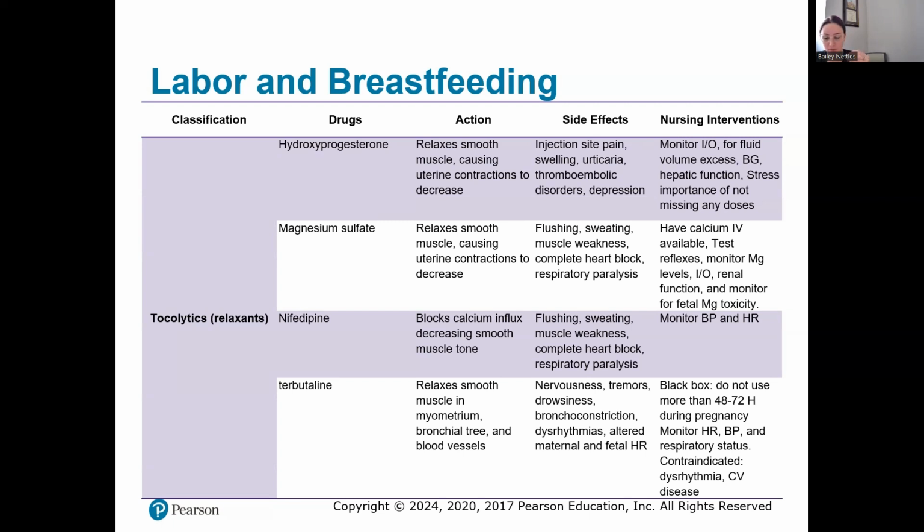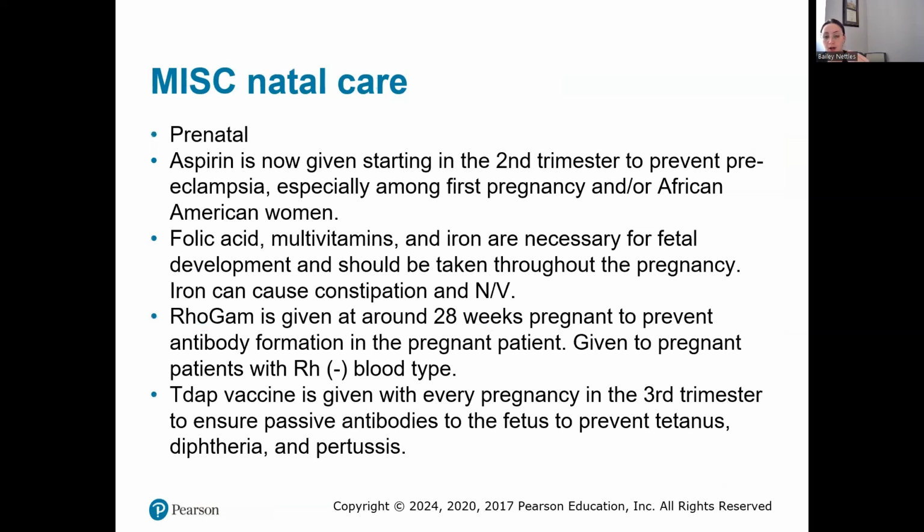Okay. All right, so now we have miscellaneous care. These things are not directly from your book. This is from practice and from your OB class, okay? So aspirin. If you get something that contradicts what I'm saying, please go by whatever the class says. If the class says don't take aspirin, don't take aspirin.